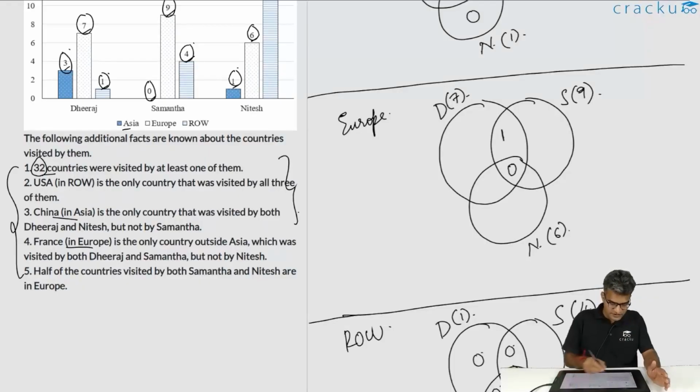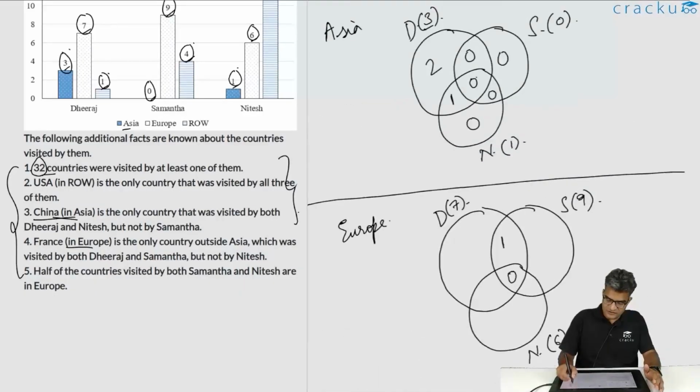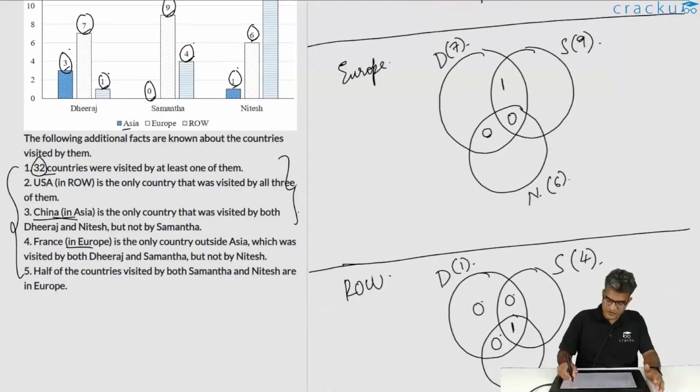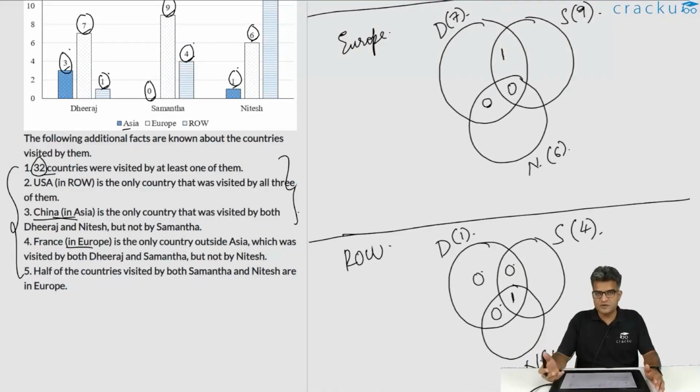Now in fact we know from the earlier one that China in Asia is the only country visited by both Dheeraj and Nitesh but not Samantha. So here we wrote 1. This would imply that this has to be 0, because there is no such country in Europe. There is only one country which Dheeraj and Nitesh visited but not Samantha. That is in Asia and it is China. That is given to us. So now we can identify in Europe the number of countries that Dheeraj visited alone. That will be 6.